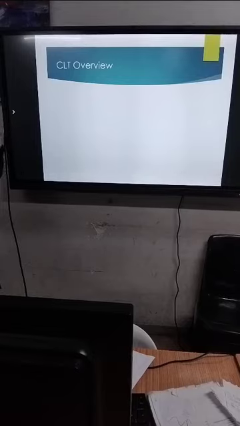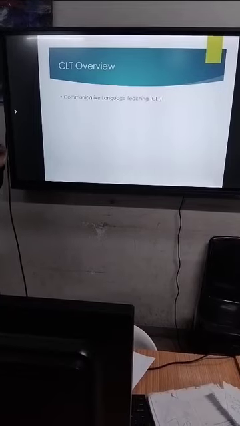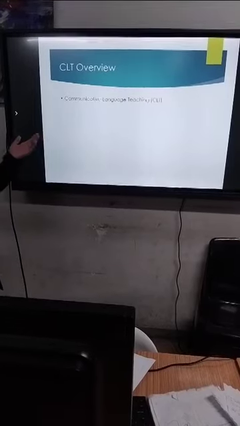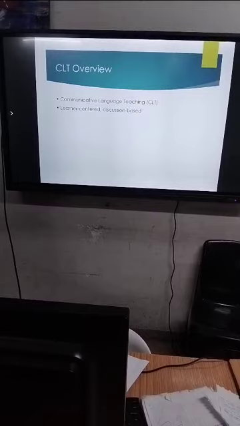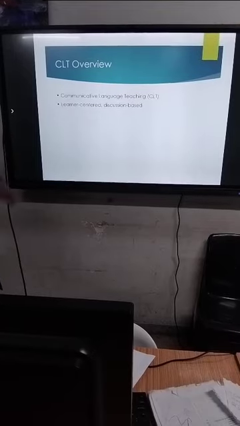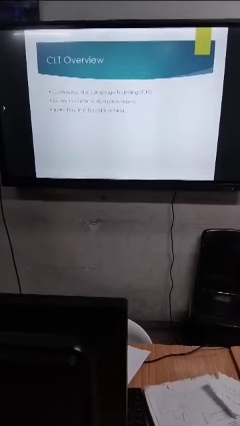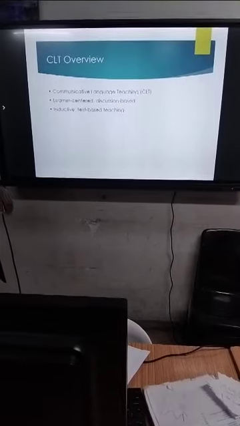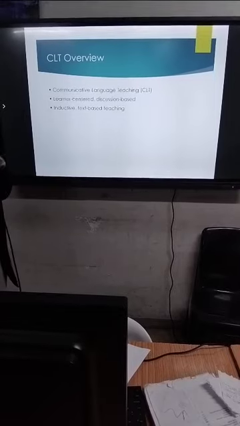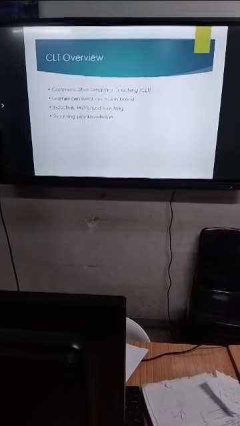Okay, so communicative language teaching approach. So what is the communicative language teaching approach? It emphasizes interaction as the means and the ultimate goal of teaching language. It emphasizes that lessons should be learner-centered and discussion-based, meaning that learners should be actively involved in the lesson. We use the inductive text-based teaching approach where the comprehension and analysis emerge naturally from engagement with the text. So the text should trigger prior knowledge.